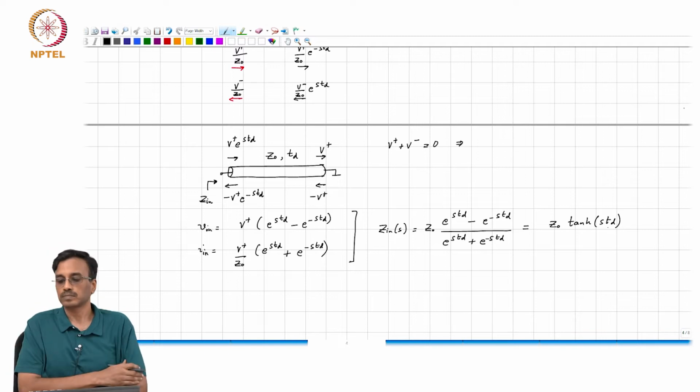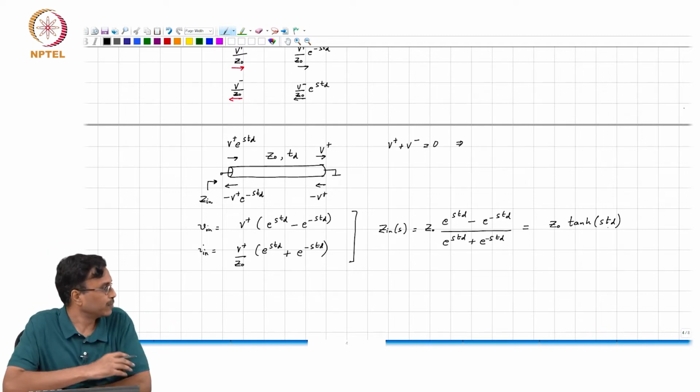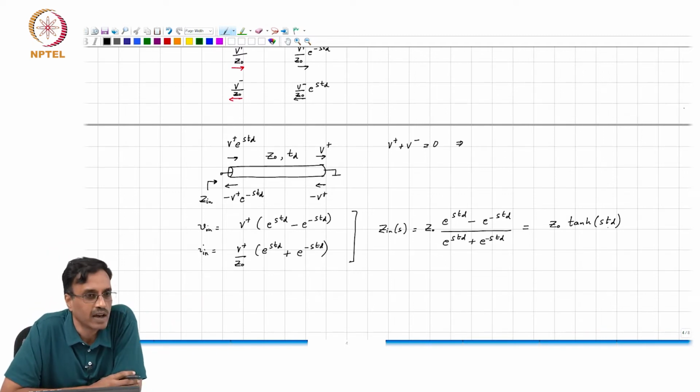And so as frequency becomes higher, as s starts to increase from 0, what do you see? How does it look like? At low frequency, at DC, of course, it's a short. At low frequency, what does it look like?